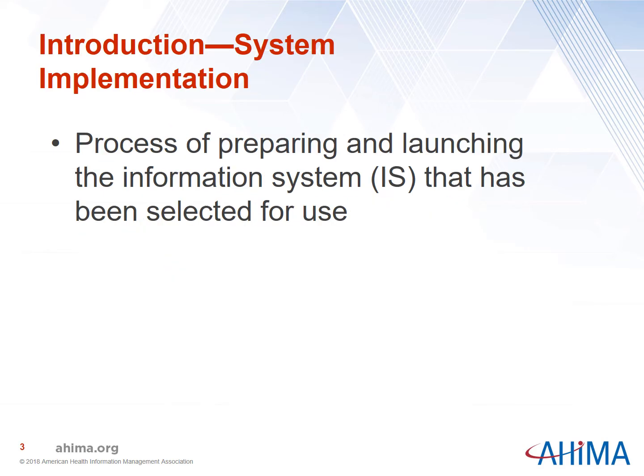In Chapter 4, the system development lifecycle was introduced and the first two stages were discussed. In this chapter, the last two stages, implementation and maintenance and evaluation, will be covered. System implementation is the process of preparing and launching the information system that has been selected for use. The system selection process continues until the IS is in use and has been evaluated.